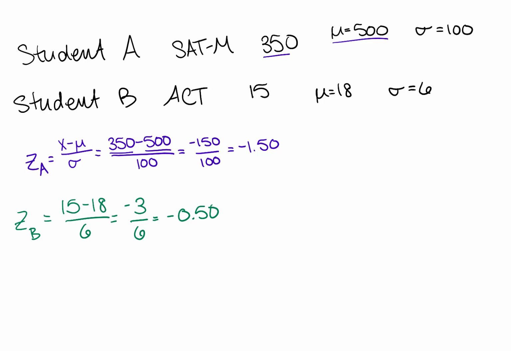The SAT and ACT, you were told, are both normally distributed. So I'm going to draw out a normal distribution and show you where these z-scores lie to explain why the score on test B is better.